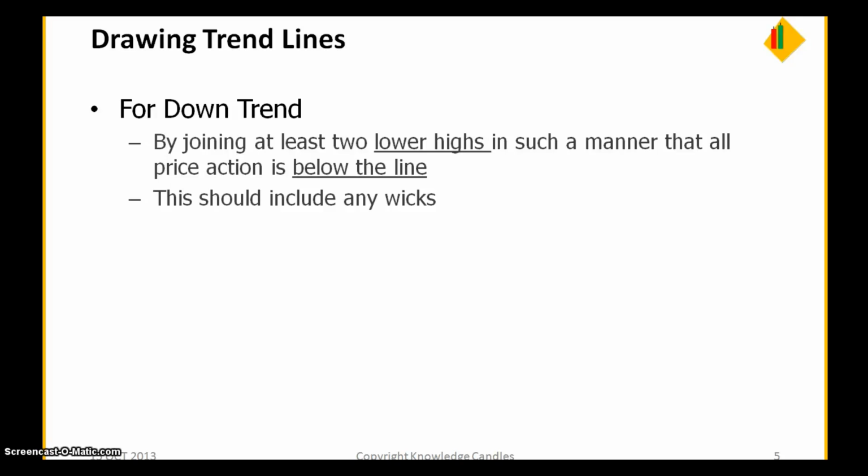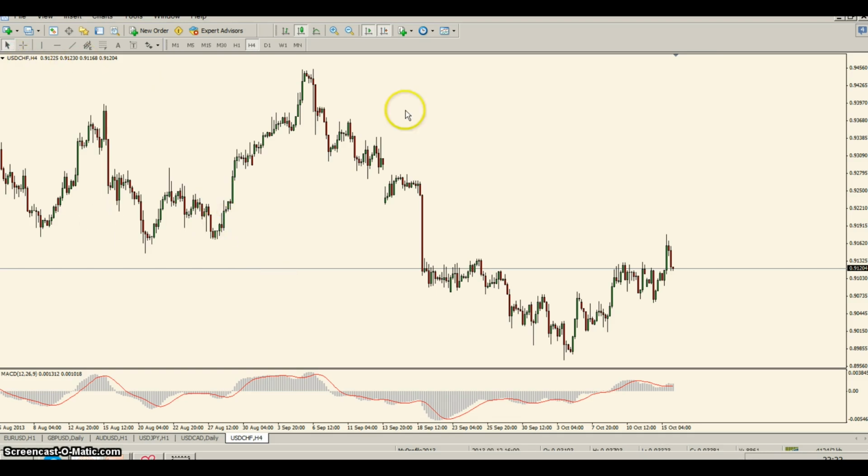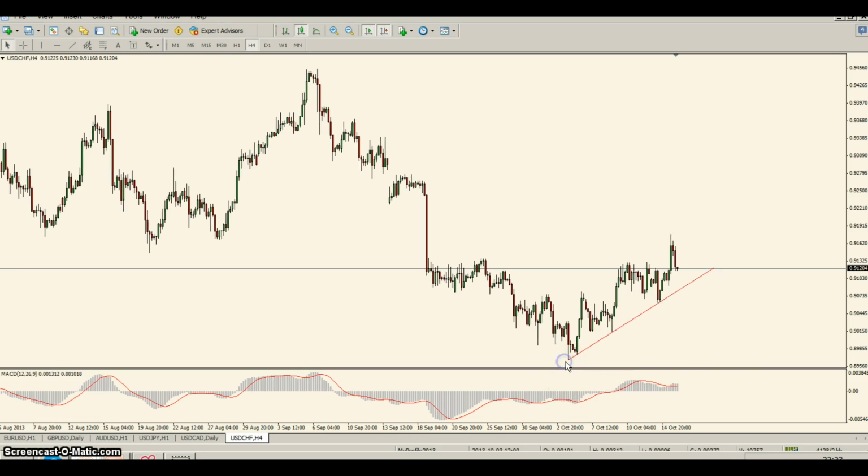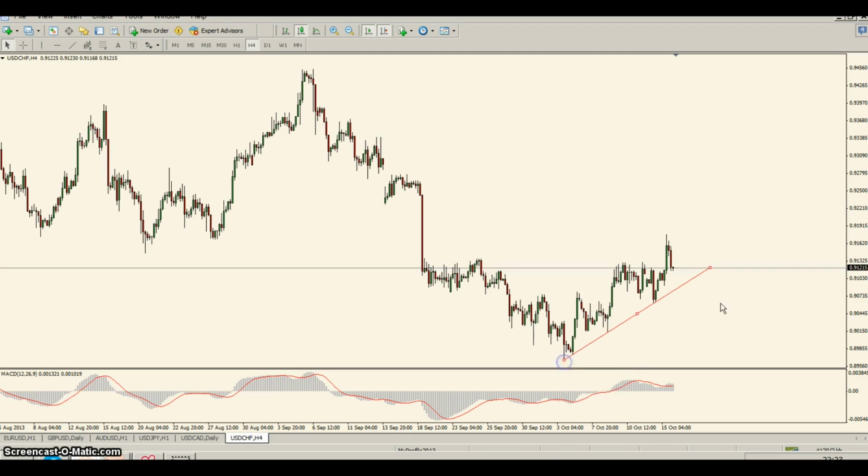Now what I'll do is I'll switch over to real charts and try and find some examples. So this is a USDCHF chart, currently on the 4 hourly. On the 4 hourly, let's look at the right side of the screen. You'll find that this structure here is making a trend. All you need is at least 2 points and draw a line in such a manner that the entire price structure is above it. Yeah, this structure is making an uptrend.